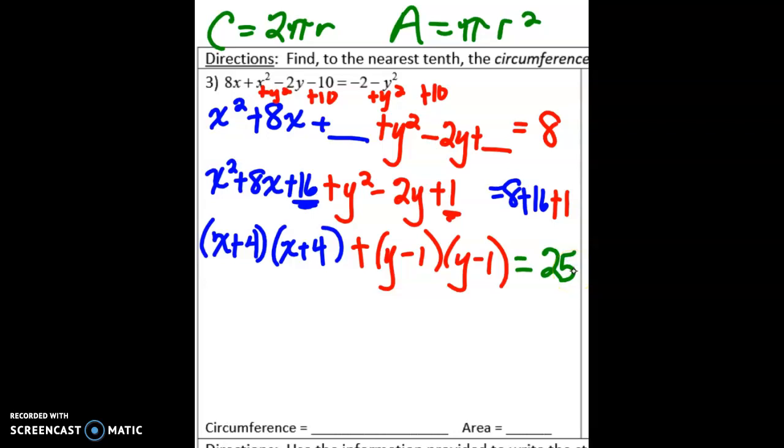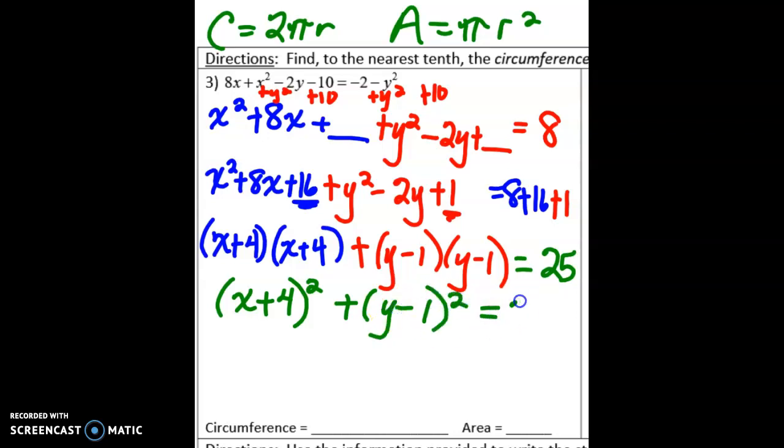Okay? Now I can rewrite this, so I write this as this binomial squared. It just looks nicer. It's the same thing times itself, so let's write it with a square. And then we can figure out this circle will be centered at negative 4, 1. I'm not really interested in that right now. What I am interested in is what is r. So if this is 25, r is going to be 5.